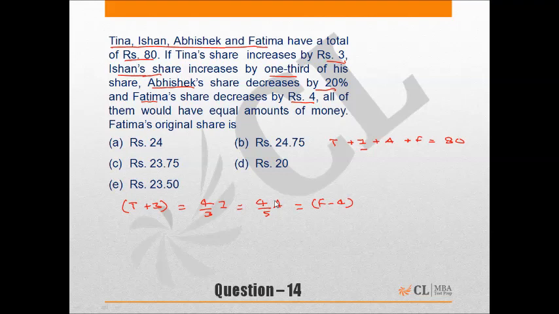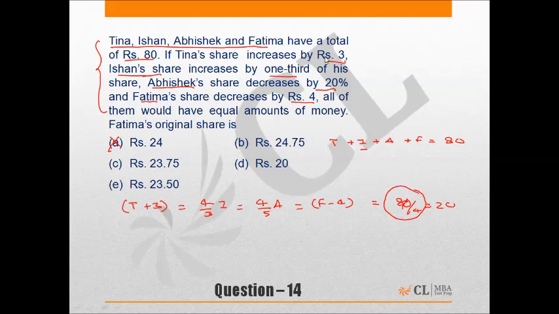Now some of you, I'm sure, would have made a mistake and said this is equal to 80 by 4, or equal to 20. And hence said since the new share of Fatima is 20, the earlier share was 24, but this is a wrong choice. Nowhere does the question say that these four become equal to 1/4 of the total. This is an assumption that many of us would have made in this particular question and got it wrong.